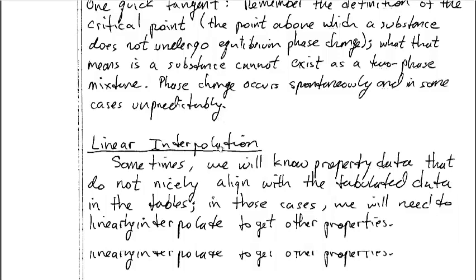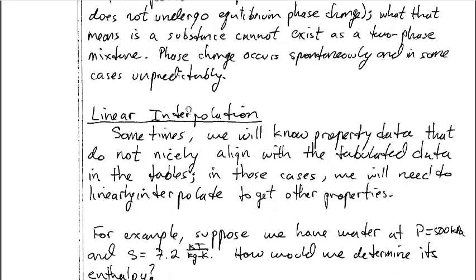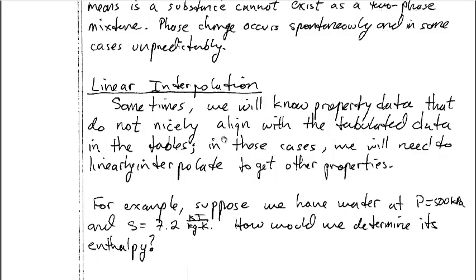Okay, now the other issue that we'll run into sometimes is that we'll know property data for a substance that do not nicely align with the tabulated data in the tables, okay? In other words, and I've got an example to show you exactly what I mean here. So what we have to do in these cases is what is called linear interpolation. Okay, we'll linearly interpolate to get the other property information.